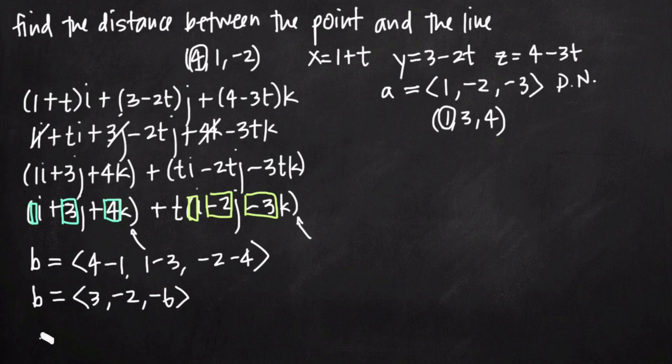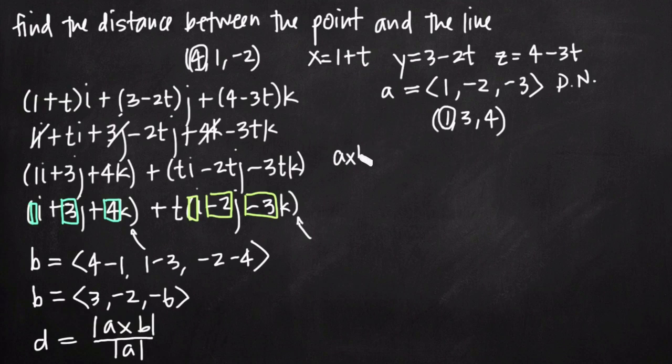The distance formula we're going to use, we'll call it d for distance, is equal to the magnitude of the cross product of a and b divided by the magnitude of a. That'll be the formula we use. This is going to give us the distance between the point and the line, given that we had the vectors a and b, which we already found. So the first thing we want to do is find the cross product of a and b.